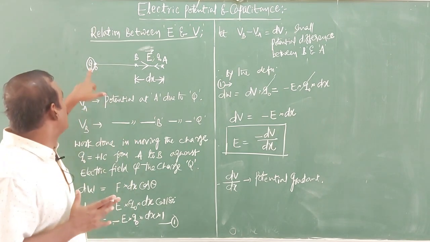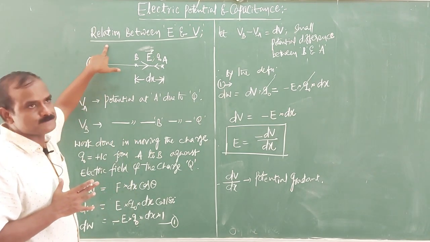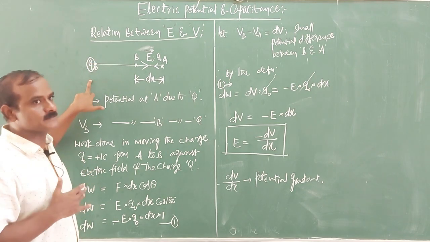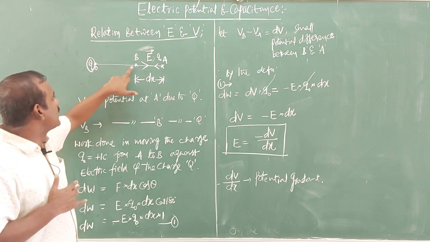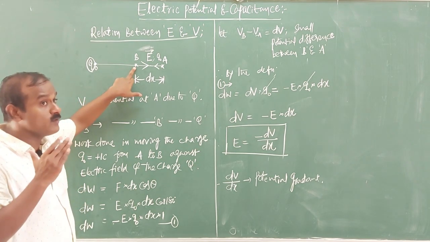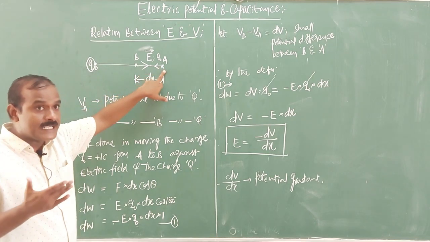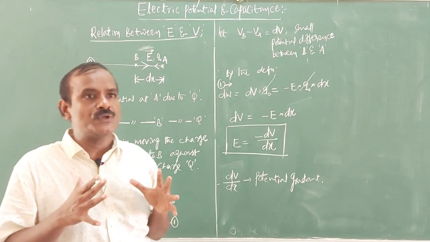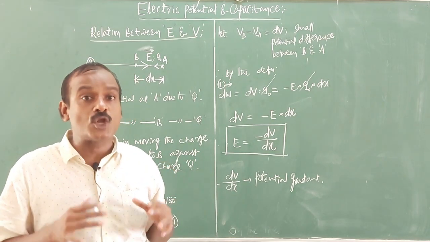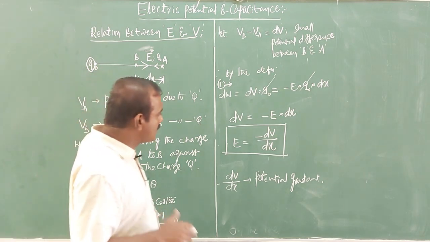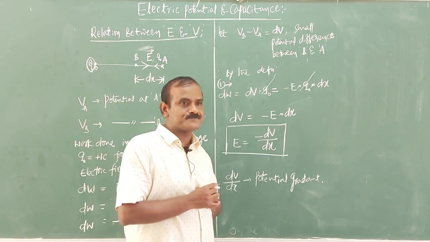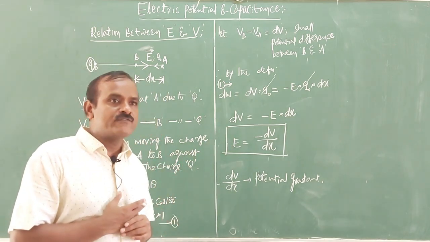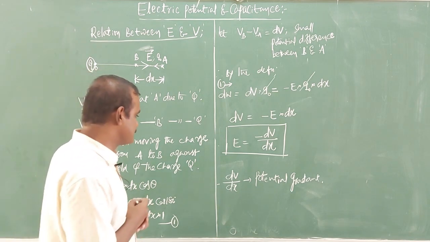Why? Because you can find out what the field is at this point. You can measure what the field is at B; it has one value. If you measure the field at A, it has another value. So in the space surrounding a point charge, the field is always non-uniform. So your field being non-uniform, hence you are getting an equation of this kind. This relation holds if the field is non-uniform, remember.